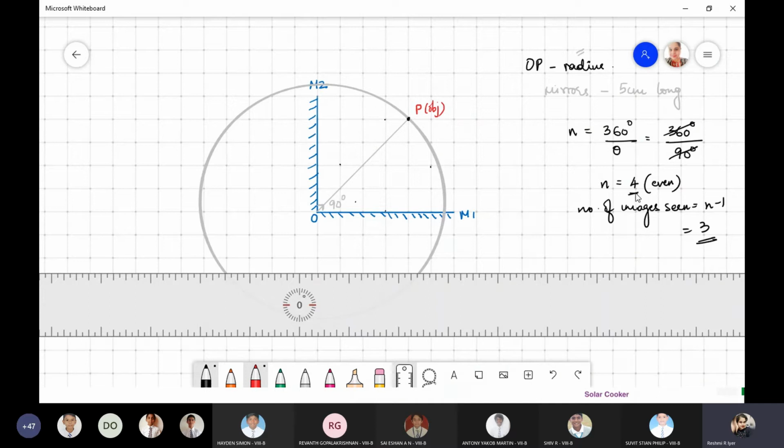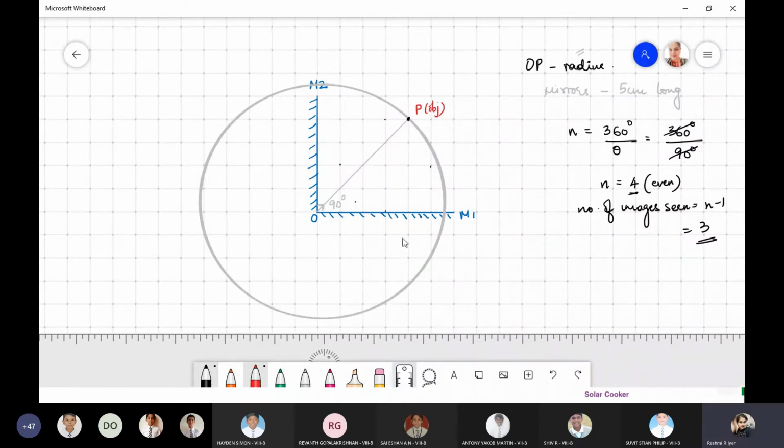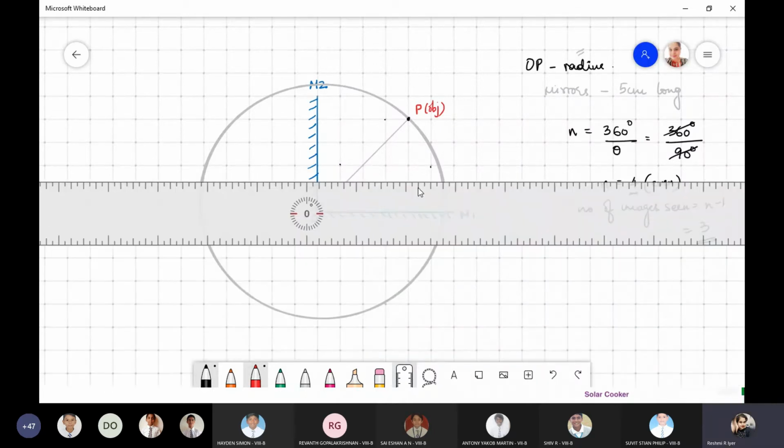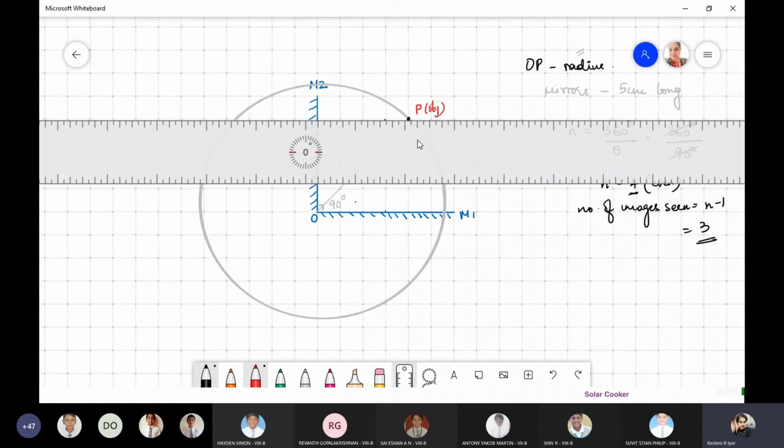Actually, 4 images are formed in this case. I will show you. The third and fourth image overlap with one another.